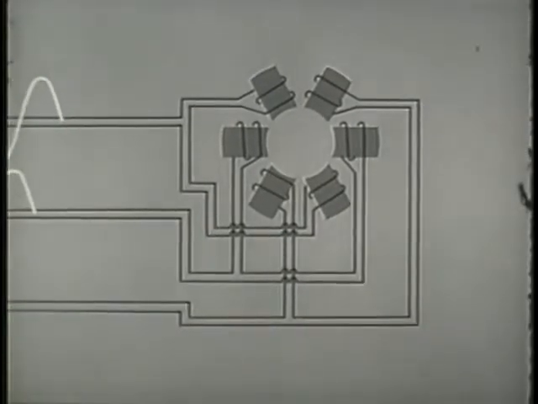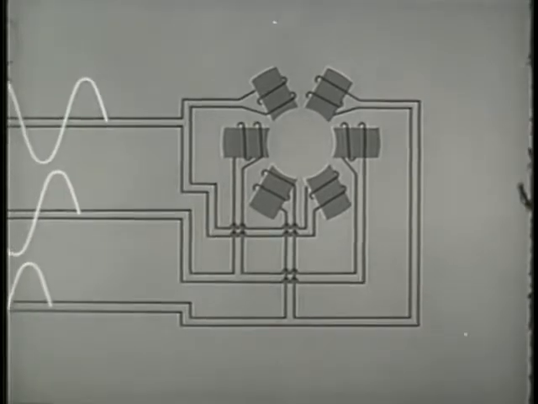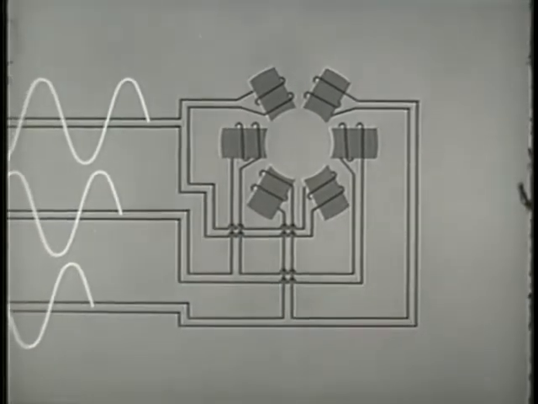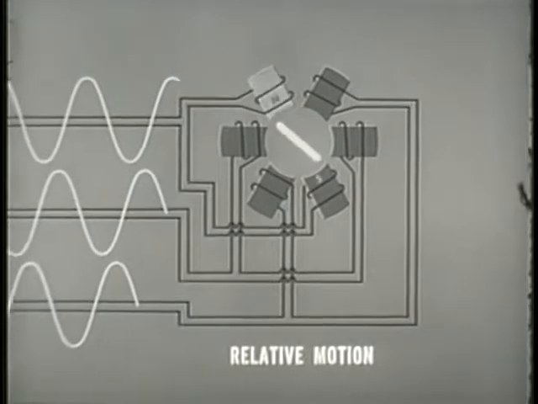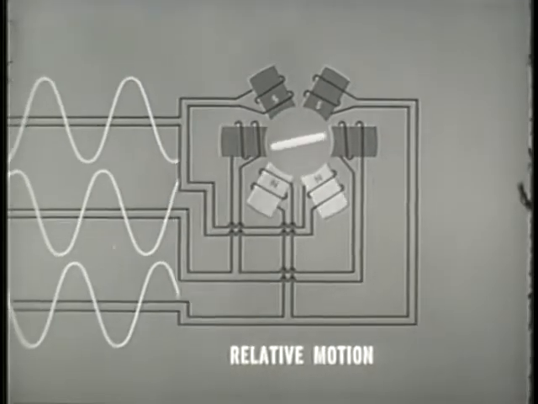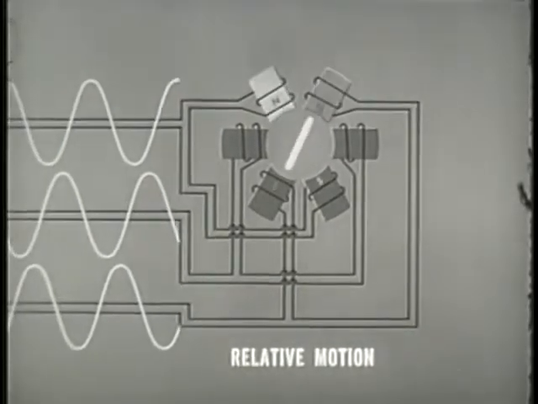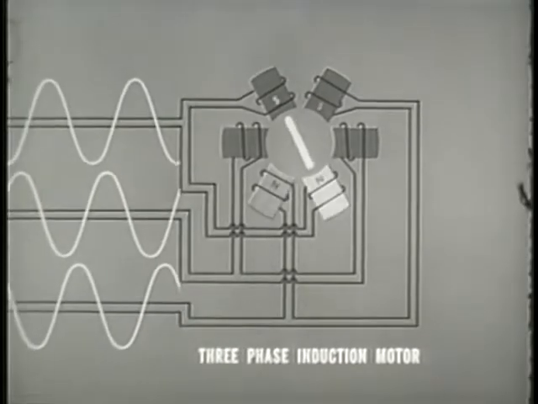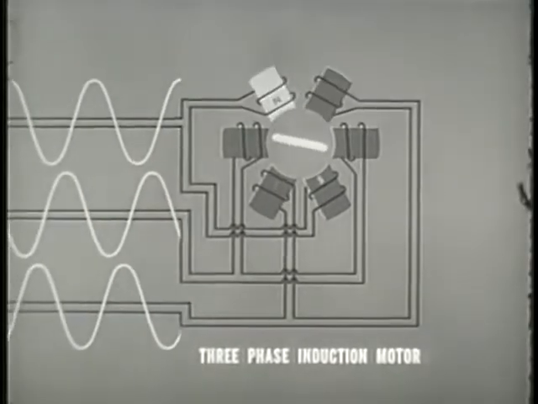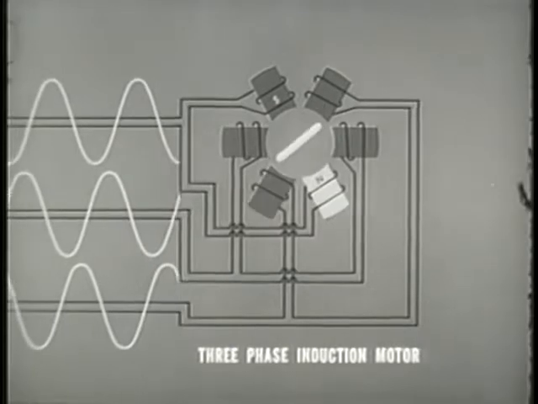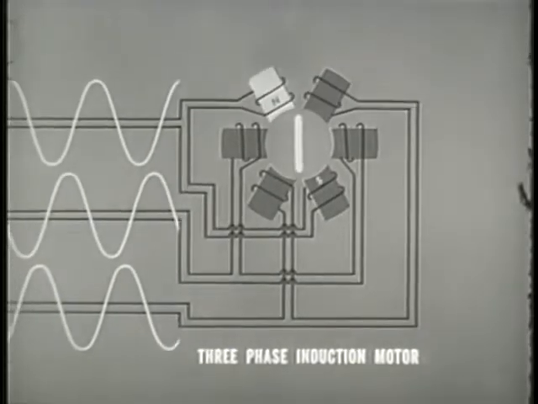When it comes to AC motors, the most commonly used is the induction motor, whose basic operating principle is the electrical rotation of the magnetic field. Relative motion must be maintained. That is, the rotor must move at a slower pace than the rotating field. The three-phase induction motor is very efficient and widely used.